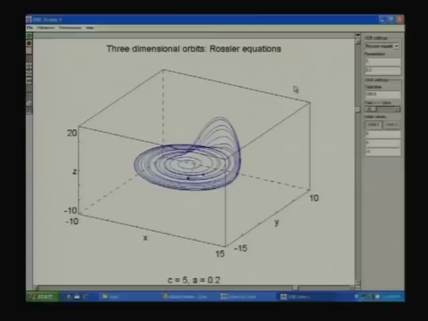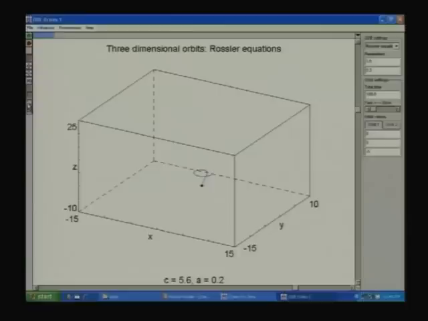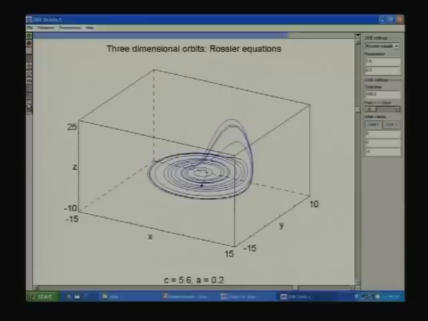So, let me make it clearer. His question is, if I keep the parameters the same but change the initial condition, will that plane change? Obviously not, because the plane is given by the set of equations.